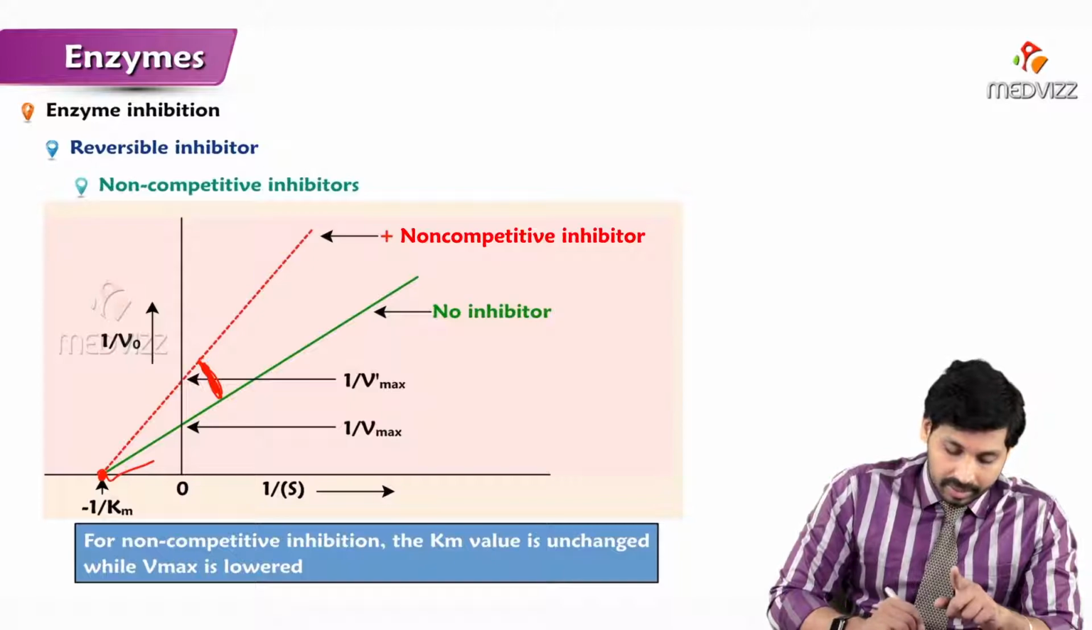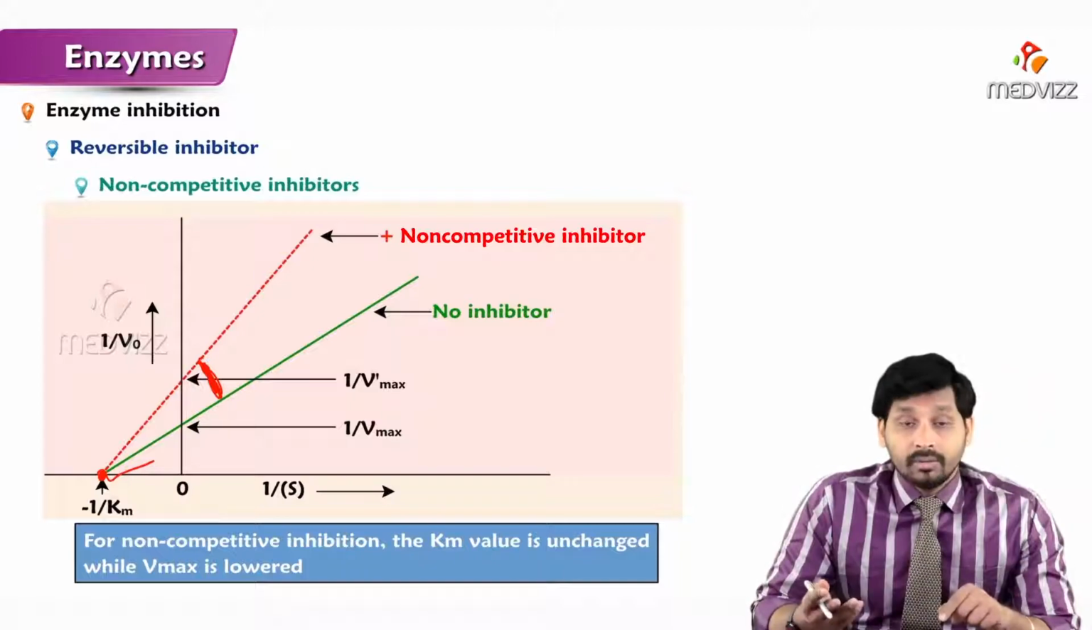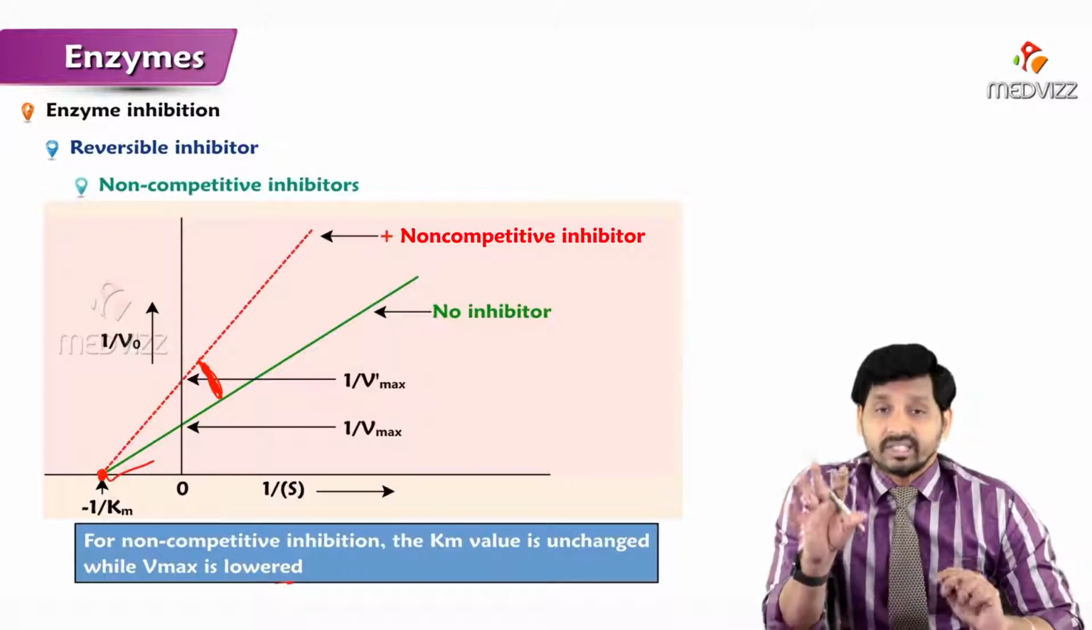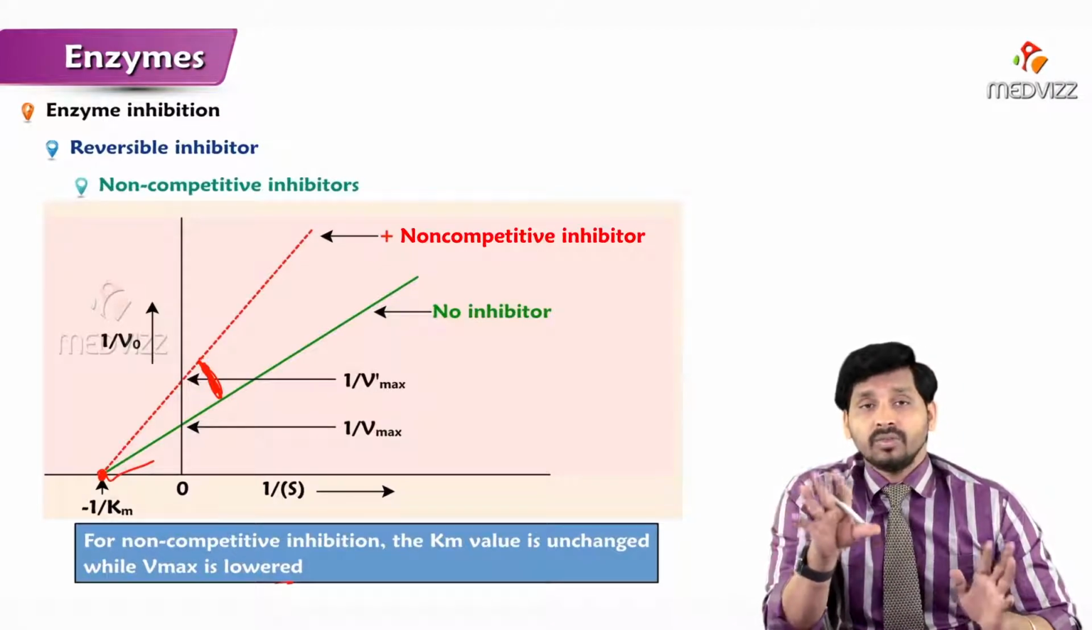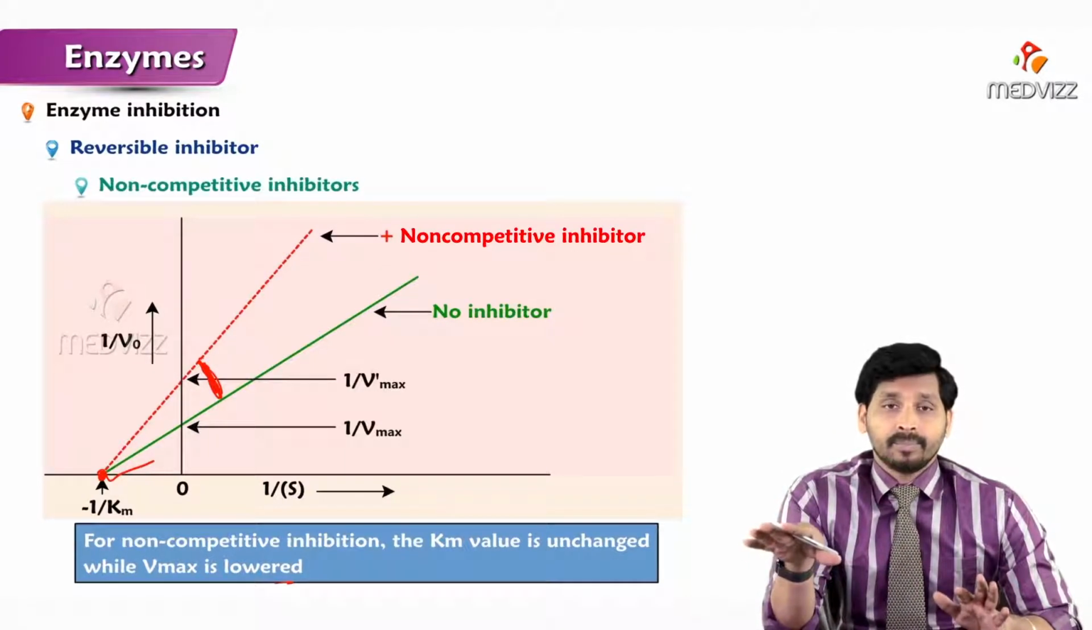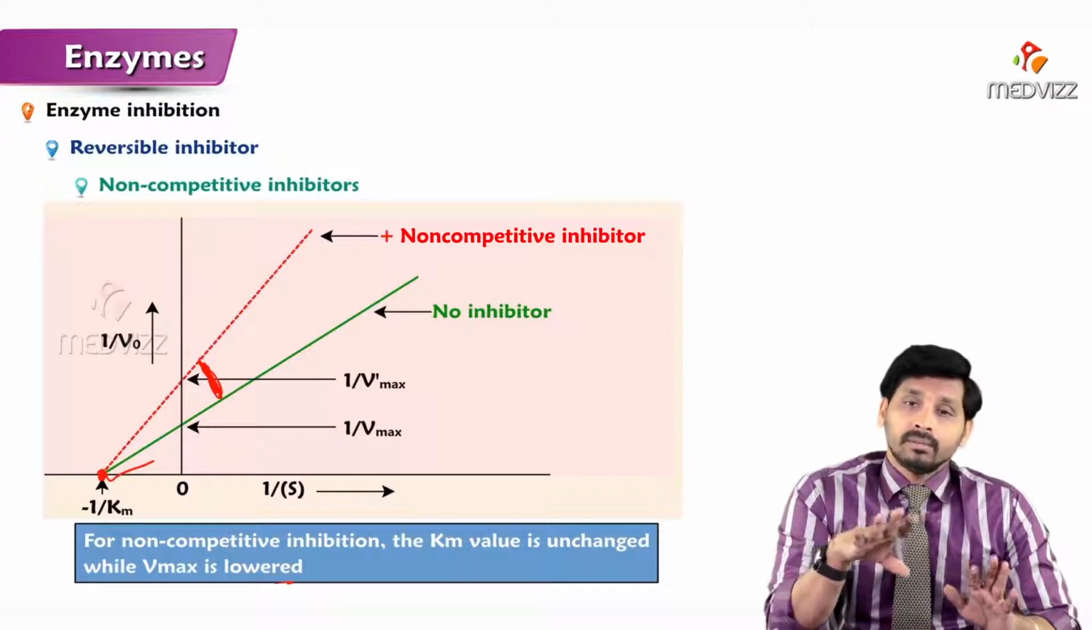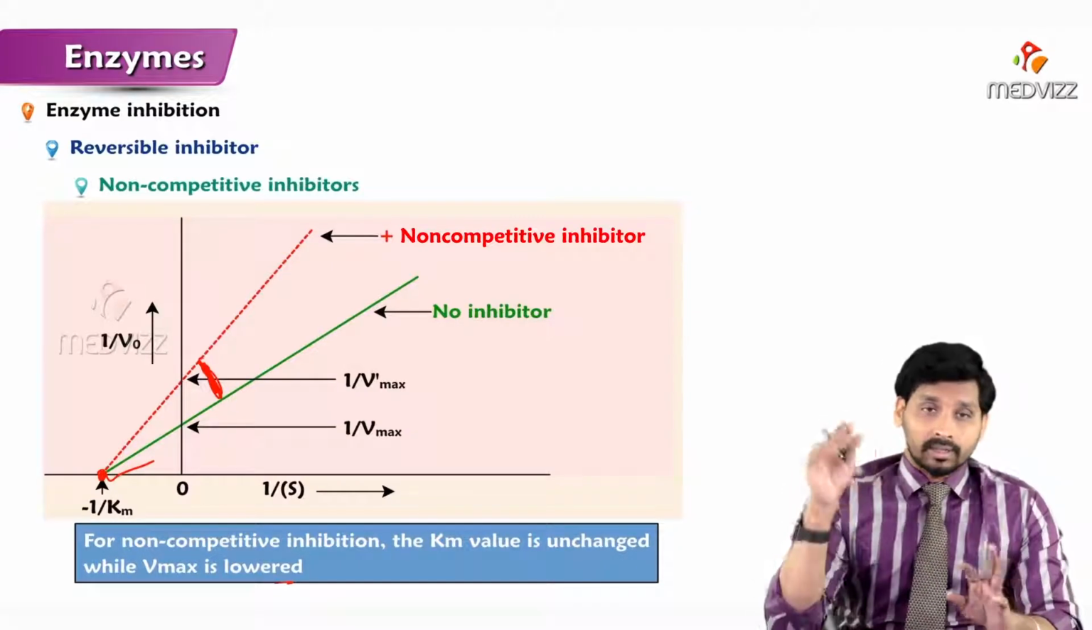So with a non-competitive inhibitor, there is a change in Vmax value, that means the value of Vmax has been lowered. At the same time, there is no change in Km, it is constant.